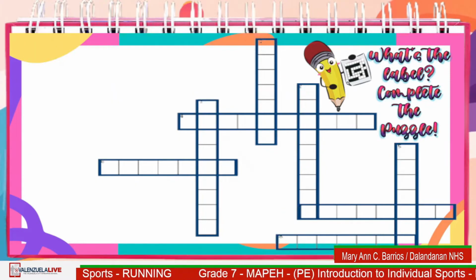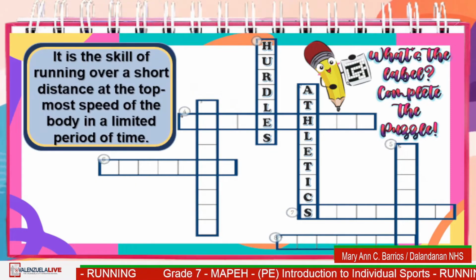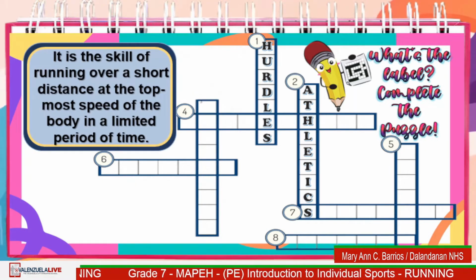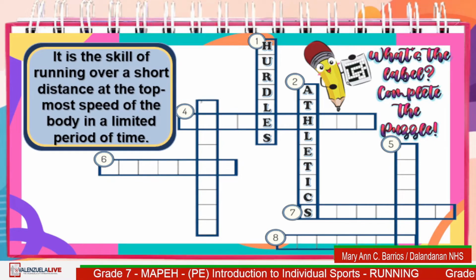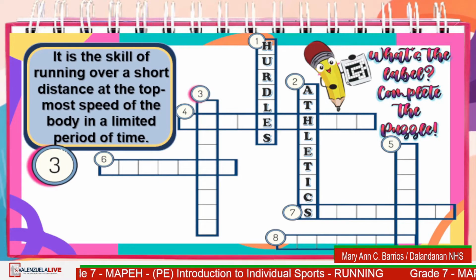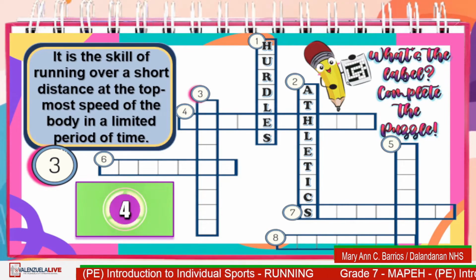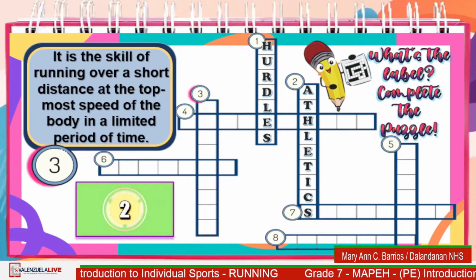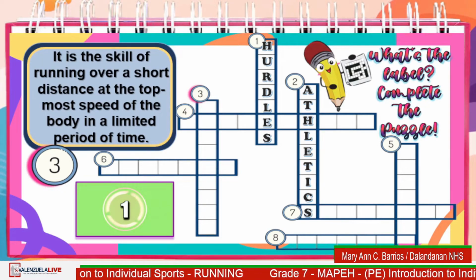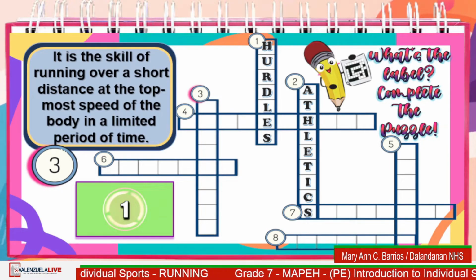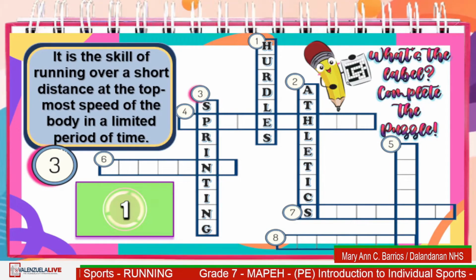Correct. Number 3. It is a skill of running over a short distance at the topmost speed of the body in a limited period of time. Timer starts now. Time is up. The answer is sprinting. You're right.